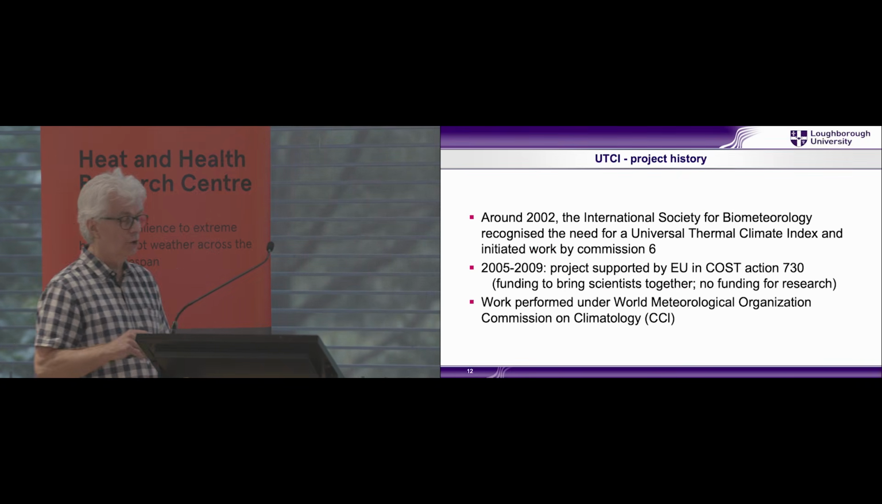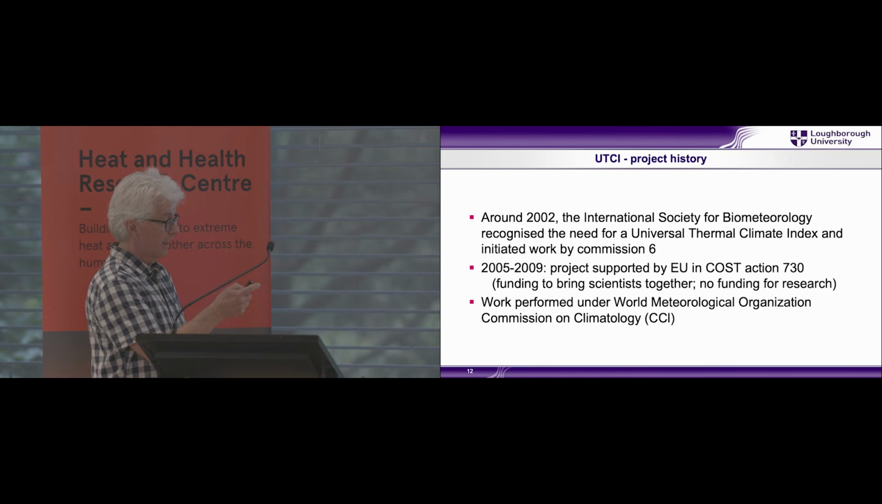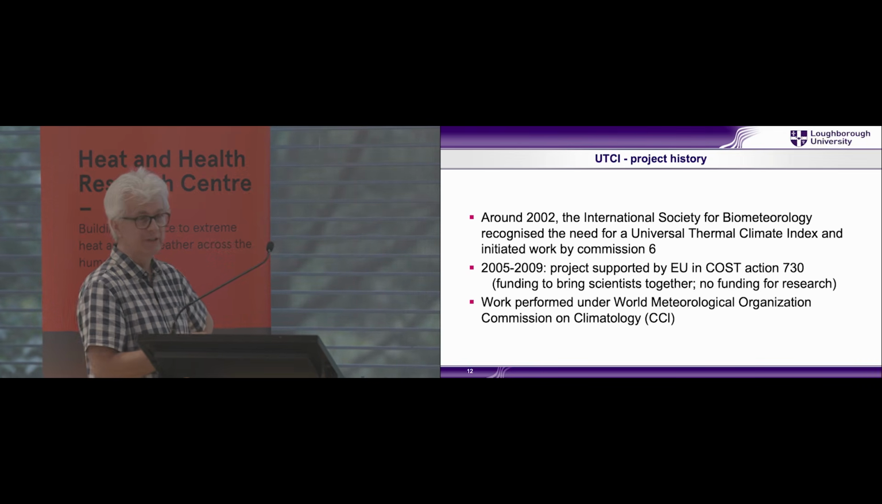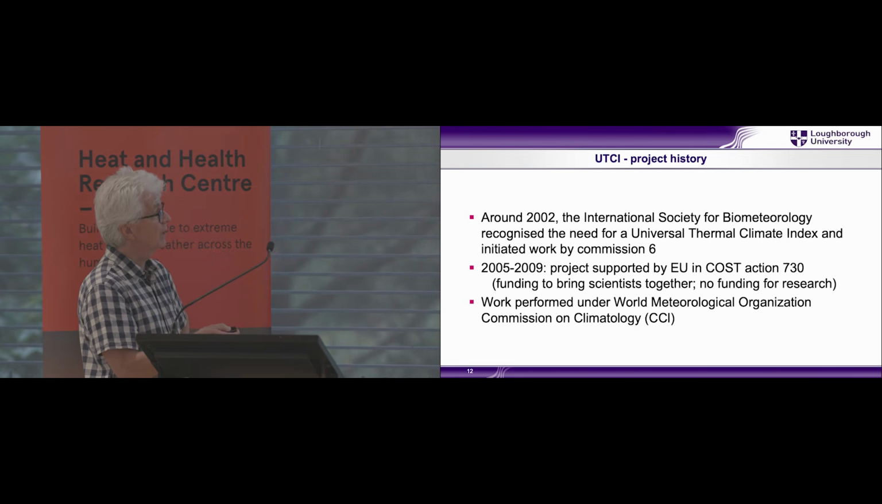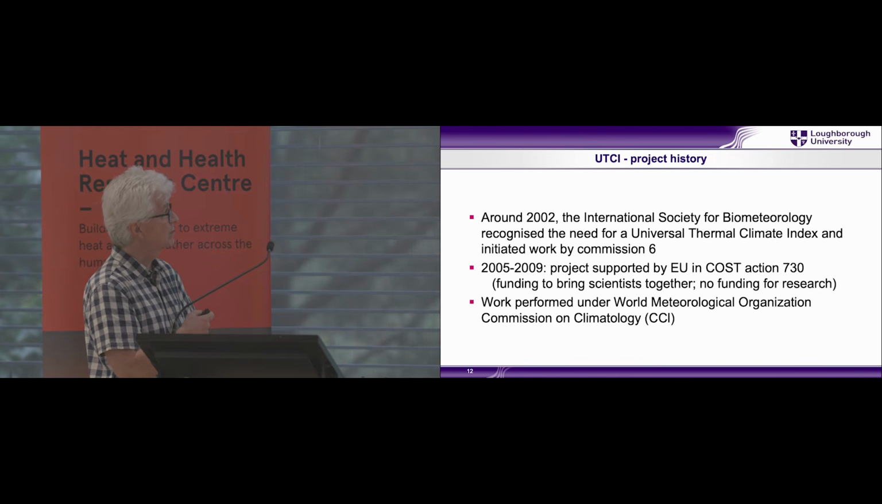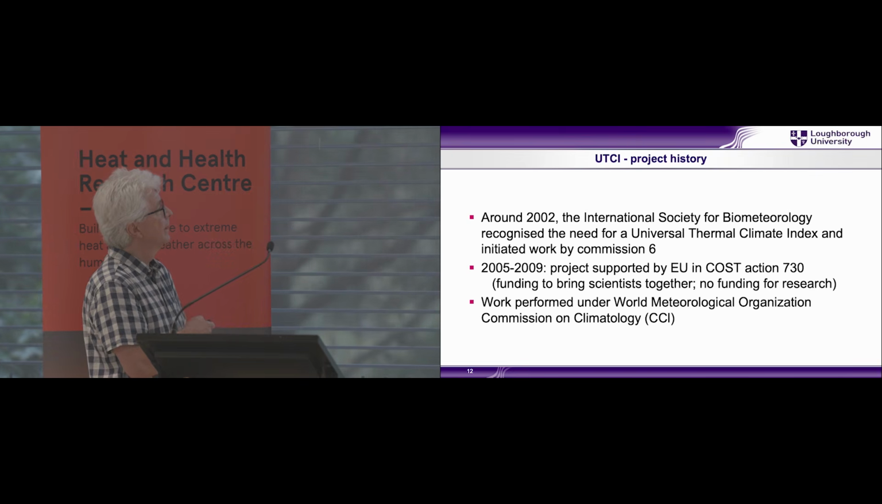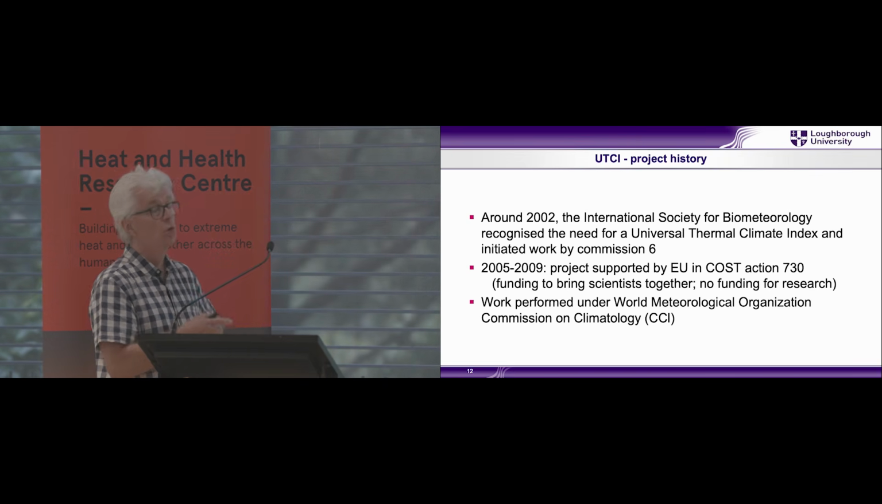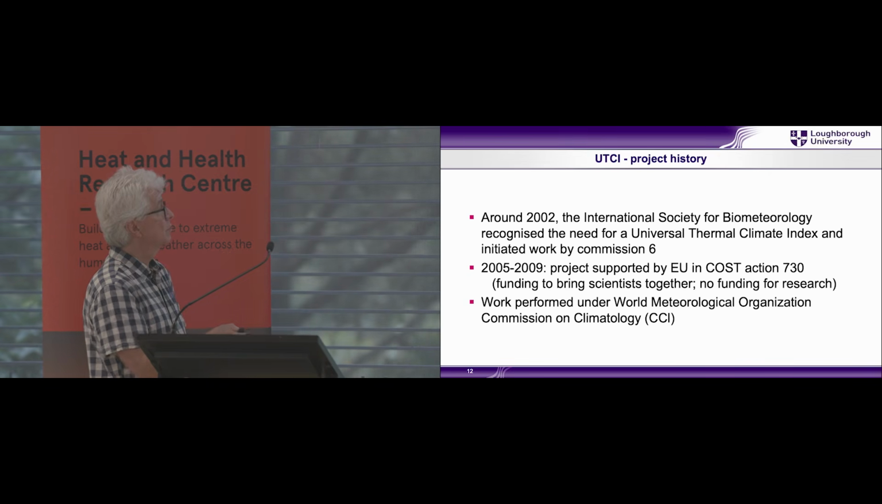So to put that in the context of UTCI in terms of the history, and I've been around a long time, as you obviously already guessed. Around 2002, the International Society of Biometeorology recognized the need for a universal climate index and initiated work by its Commission 6. I'm not sure, Richard, were you involved at that time already? Yeah. And then we had, because that was very slow progress, because there's a lot of work to be done, and of course nobody's paid.